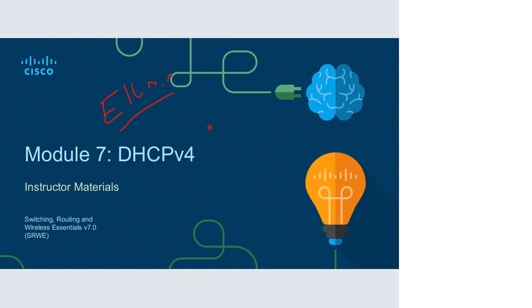So I'm saying there's a module on what we call Ethernet channel. It's basically combining several interfaces of a switch together, so that you improve on bandwidth and you improve on what we call load balancing.